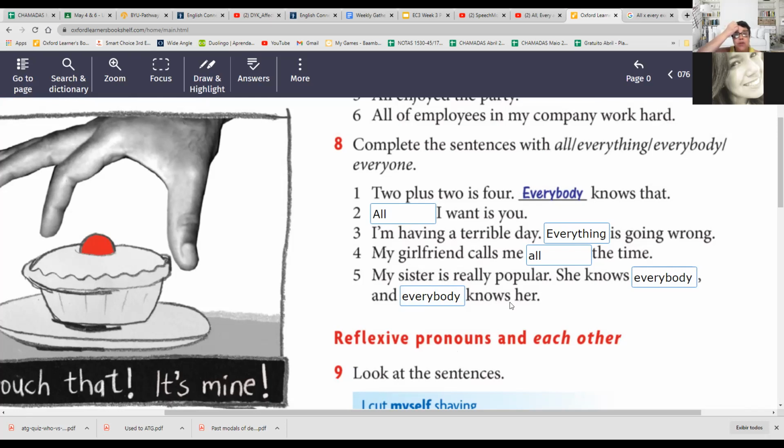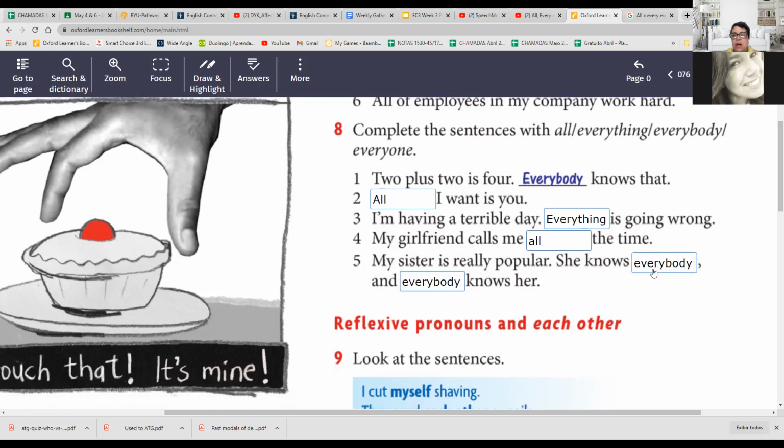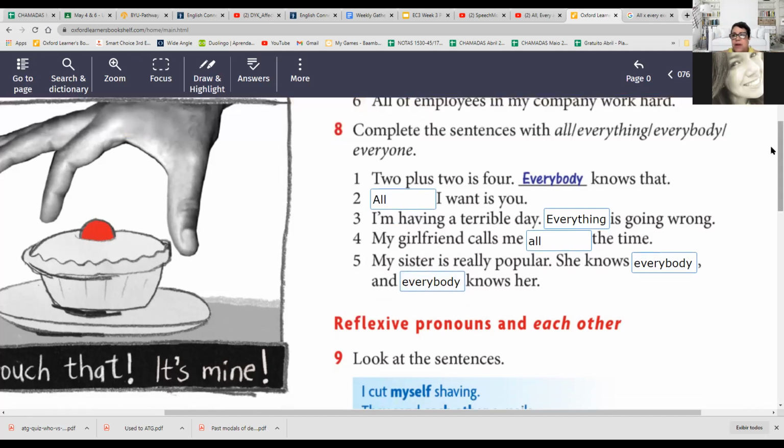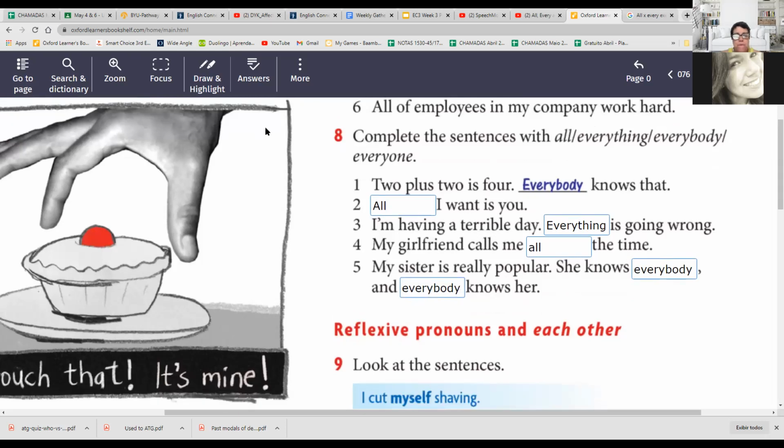That's more common to use, okay? Everyone is a bit more formal. Okay, so since we started with everybody, we should keep using the same one, everybody, right? So let's check. Everybody, informal. Informal, yes. Everyone is more formal, okay?